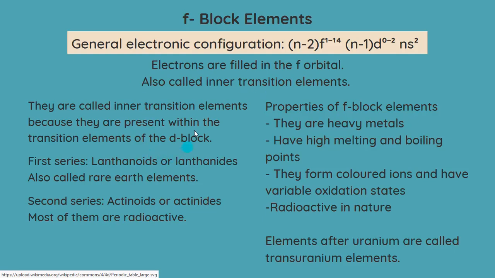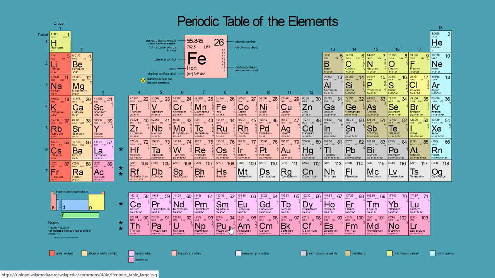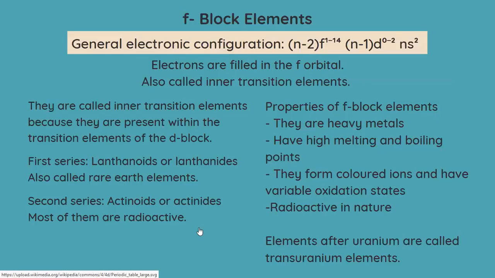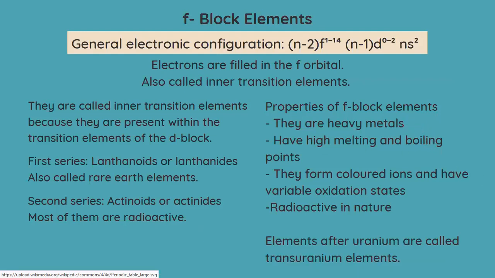Now, the first series are called lanthanoids or lanthanides, and they're also called rare earth elements, whereas the second series are called actinoids, and most of them are radioactive. In fact, the elements after uranium are called trans-uranium elements, and majority of them are radioactive in nature. Now, properties of f block elements: they are heavy metals and they have high melting and boiling points. They form colored ions and have variable oxidation states.